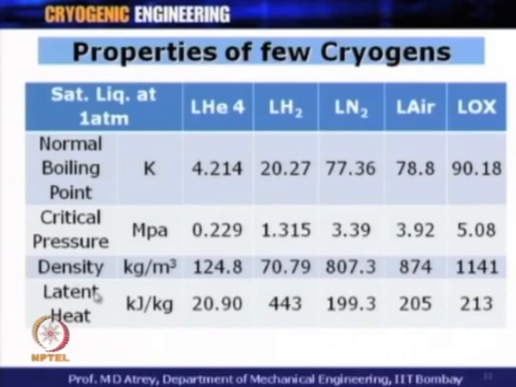Latent heat is a very important parameter to see how much cooling effect one gets with the change of phase. If I get liquid helium at 4.2 Kelvin, the latent heat is very small, 20.9, which means it will get evaporated immediately, while this is not true for liquid hydrogen, which has a very high latent heat. Similarly, for liquid nitrogen it is around 200 kilojoule per kg, 205 for liquid air and 213 for liquid oxygen. So, you can see the relative values of the latent heat for these cryogens.